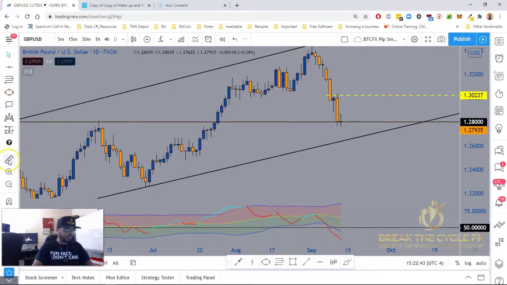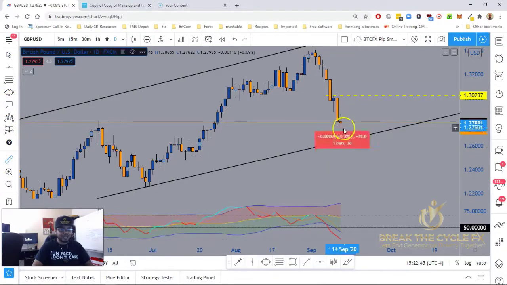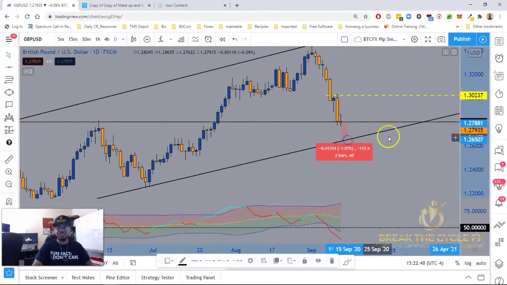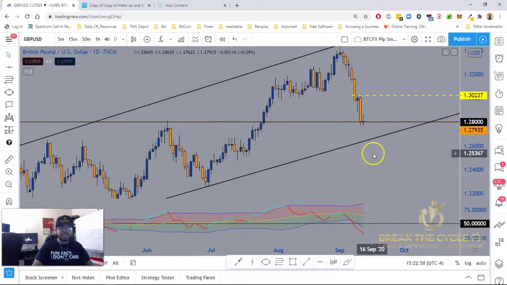That's what I'm waiting on. I'm waiting to see what happens. That's still another, how much is that? 137 pips. Another 137 pips on GU until we get to our bottom trend line. So I'm waiting on that, and I'm going to keep a close eye on it.